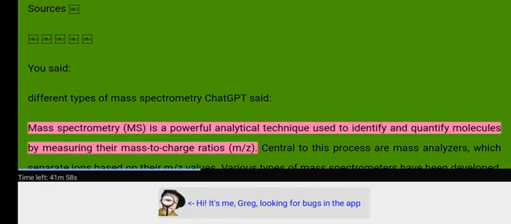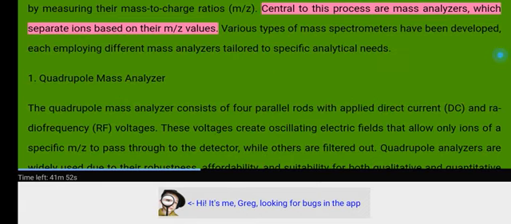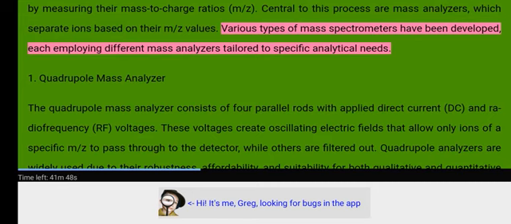Mass spectrometry, MS, is a powerful analytical technique used to identify and quantify molecules by measuring their mass-to-charge ratios, m/z. Central to this process are mass analyzers, which separate ions based on their m/z values. Various types of mass spectrometers have been developed, each employing different mass analyzers tailored to specific analytical needs.